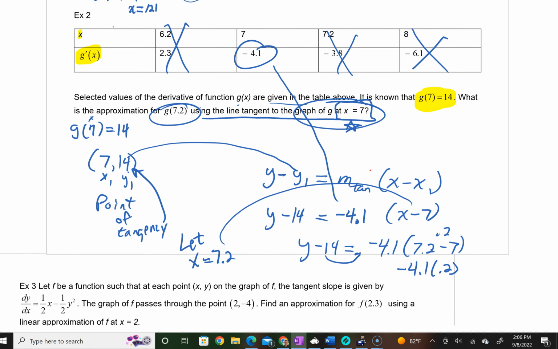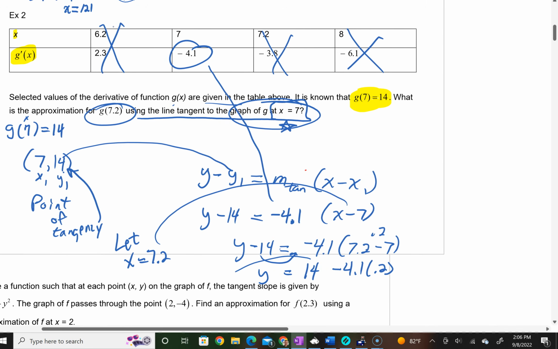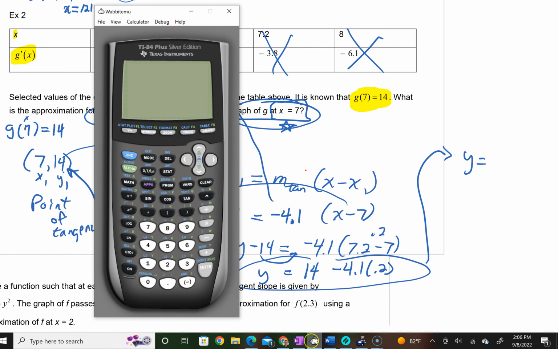How about we add a 14 over? It's a minus 14. I just add a 14 right there. And this is going to be what we're looking for. We could just get our calculator out real quickly and just type in 14 minus 4.1 times 0.2. And evidently that's 13.18.